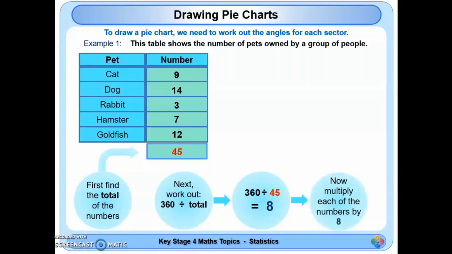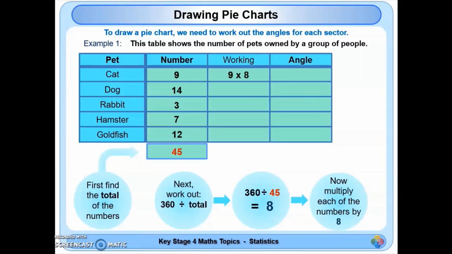Okay, so then we need to find the size of the angle of each sector. If we want to know the size of the angle for the cat sector, we take the number of cat owners and multiply it by 8 degrees to get an angle of 72 degrees. Remember, 9 cat owners multiplied by 8 degrees, because every owner counts for 8 degrees. That gives me a total of 72 degrees. So the 9 cat owners are represented by 72 degrees.